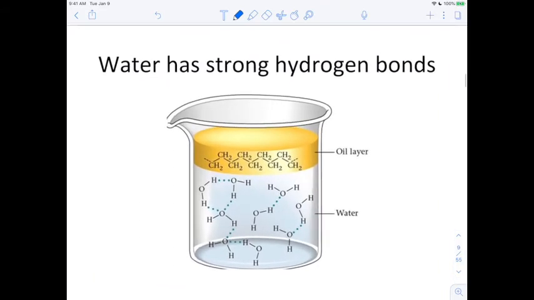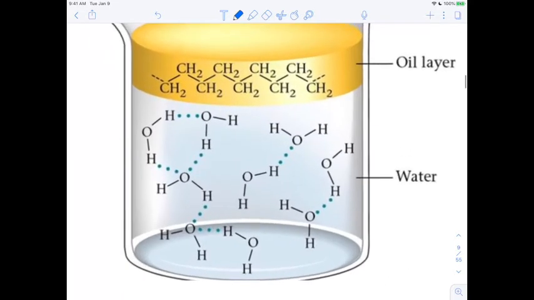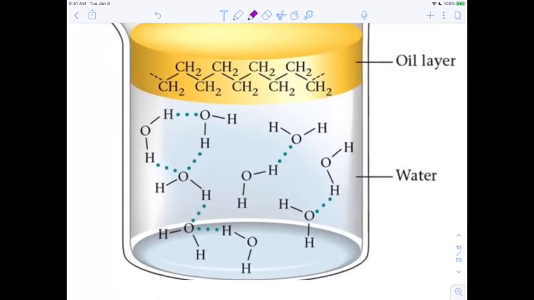All right, so here's just a picture showing the intermolecular forces between the water molecules. Water gets to have these intermolecular forces, the hydrogen bonds, with each other, and it is something that it cannot have with the oil. So it effectively shoves the oil out of the way.